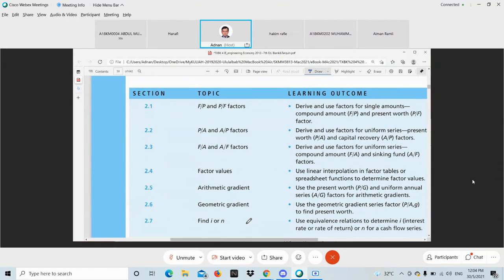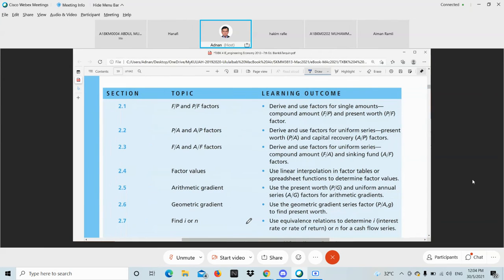Right. So these are the factors. Okay, the factors we call F over P, and P over F. This is just a reverse. Factors. Okay. And we have P over A or A over P.